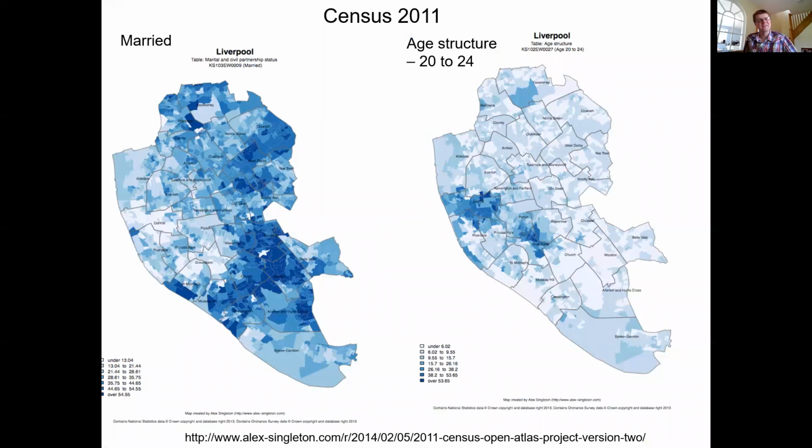R is very good at creating maps. So here's a couple of nice examples looking at some census data from 2001. On the left, we've got the percentage of people married in Liverpool, and on the right, the percentage of people aged 20 to 24. And R can create all sorts of useful and interesting maps, and we'll do a little bit of that in the course today.